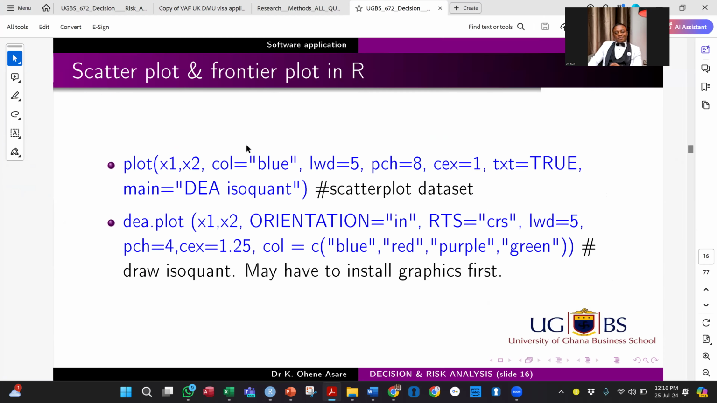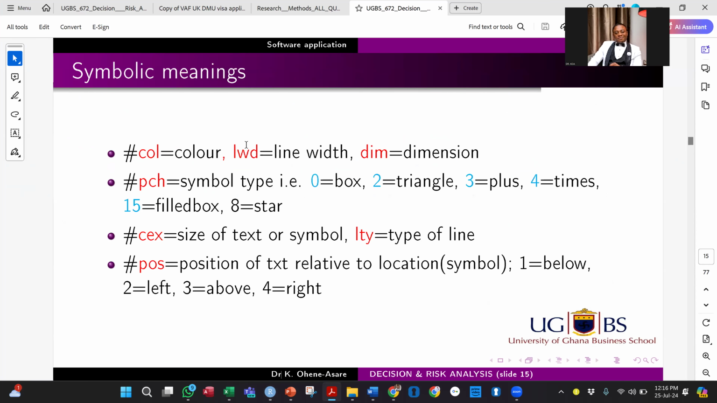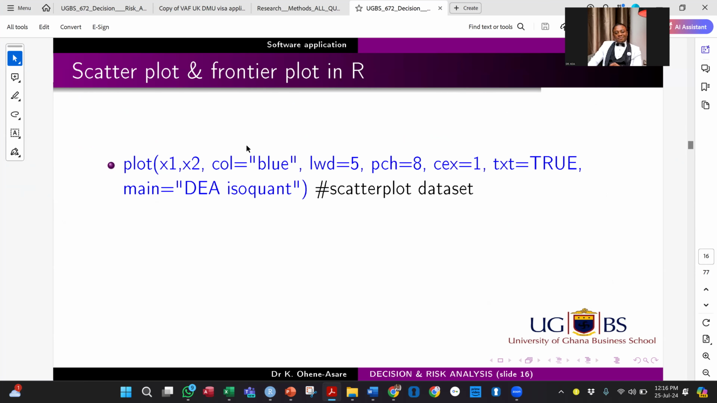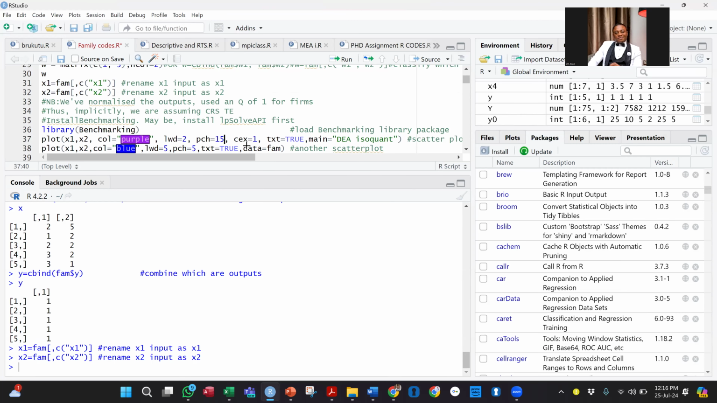The CEX is the position, the size of the text or symbol. So if it is 1, you see the size. If it's 2, it's getting really deep. And then the main means that you want to know the title of the plot.